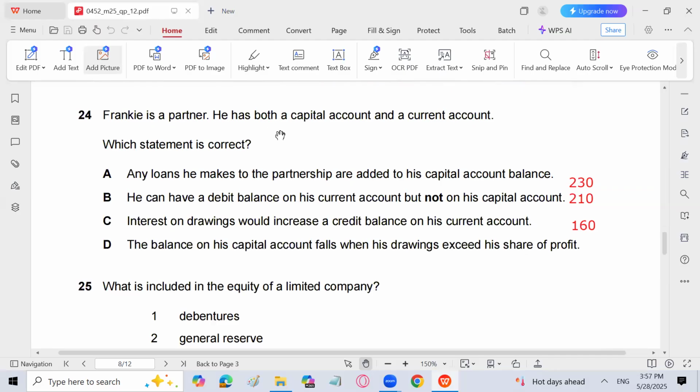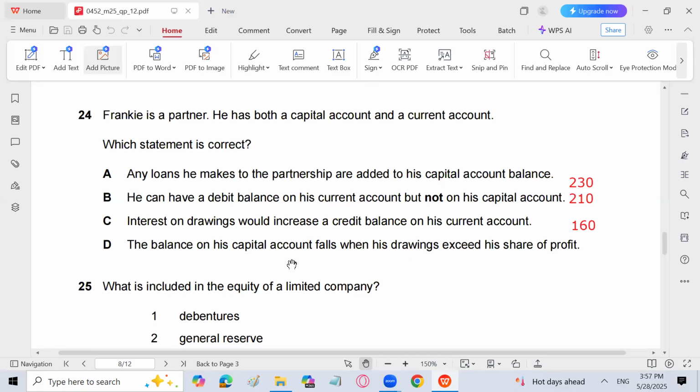Frankie is a partner. He has both a capital and a current account. Which statement is correct? Any loan he makes to the partnership is added to his capital account balance? No. He can have a debit balance on his current account, but not on his capital account. Yes. Interest on drawings would increase a credit balance on his current account? No. Interest on drawings decreases it, it will come on the debit side. The balance on his capital account falls when his drawings exceed his share of profit.